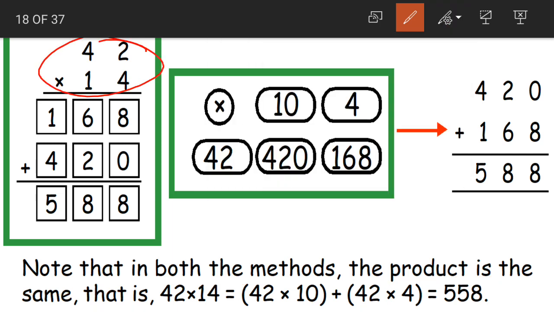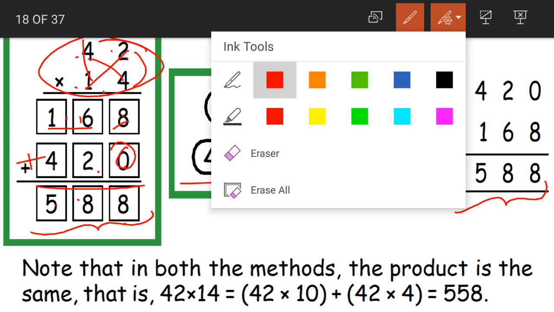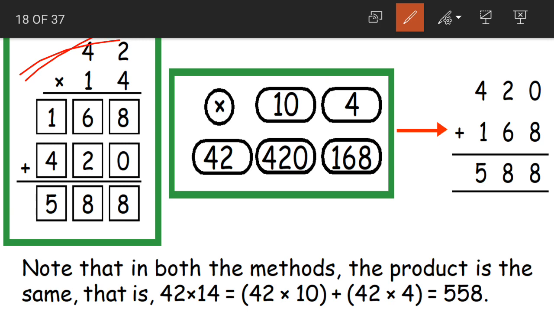No matter if we multiply directly like this or we split the number and then multiply, the product will be the same. We know how to multiply 42 by 14, right? 4 2s are 8, 4 4s are 16. Before multiplying with 1, put a 0. 1 2s are 2, 1 4s are 4. Adding them up, 8, 8 and 5. So this is clear, 42 into 14.